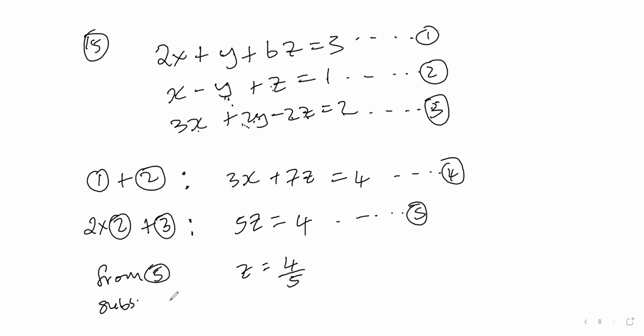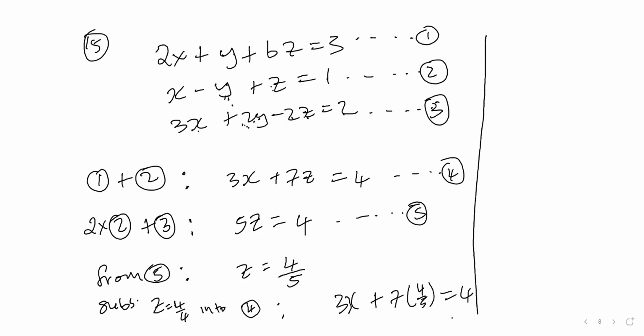Substitute z equals 4 over 5 into equation 4. We get 3 times 3x plus 7 times 4 over 5 equals 4, which means that 3x plus 7 times 4 over 5.